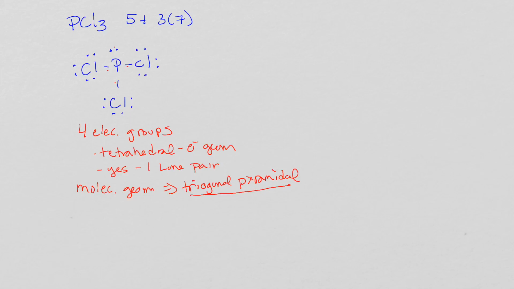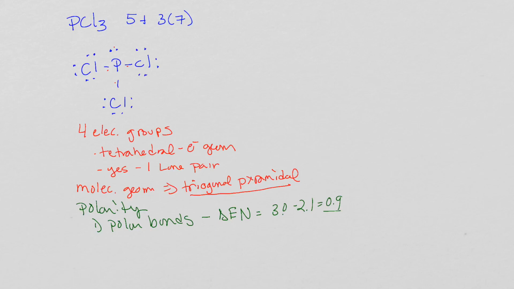So now let's look at the polarity. First question, of course, is polar bonds. So the difference in electronegativity, right, equals, let's see if we consult our table, we have chlorine that has a value of 3, phosphorus is 2.1, so we get a difference of 0.9, so the answer is yes, right, we have polar bonds.